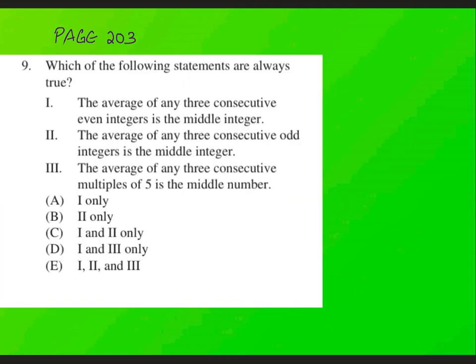Now we have some statements given and we have to pick the best option from here. Now the first one says the average of 3 consecutive even integers is the middle integer. Now if I just take the first even integer to be x, the next one would be x plus 2, the third one would be x plus 4.